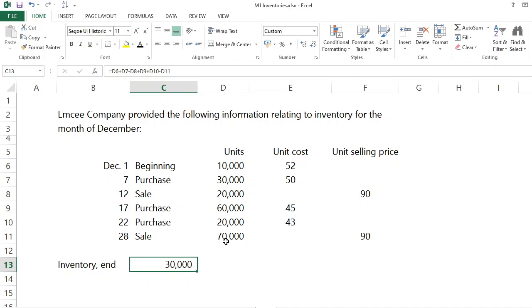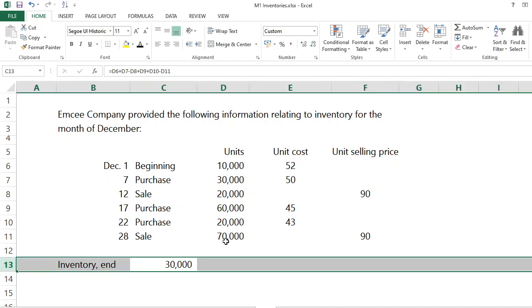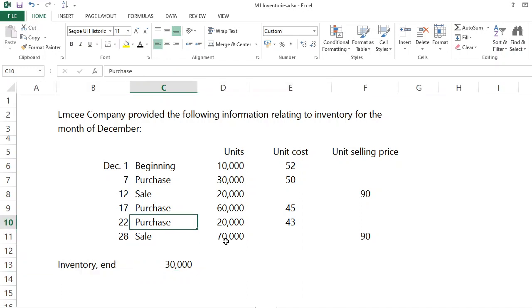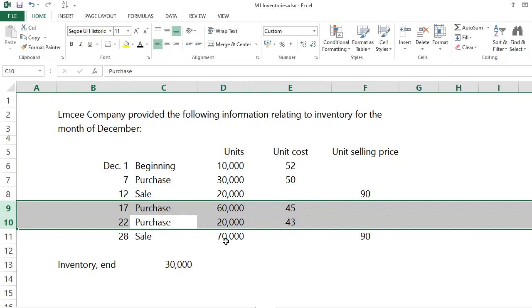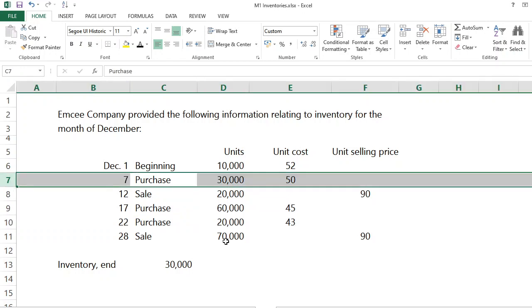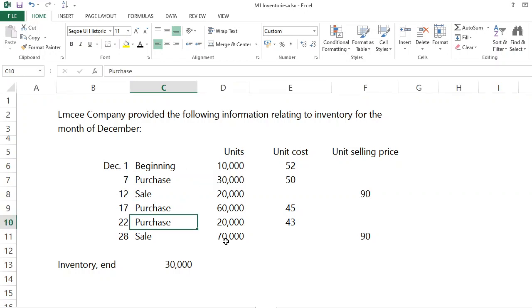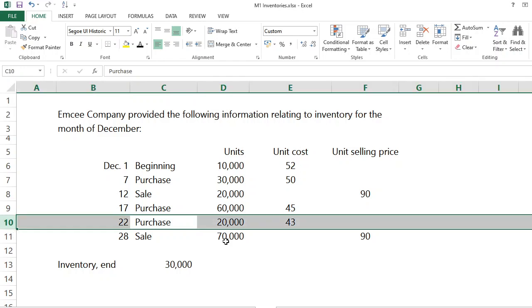Therefore, ato nang i-base sa pinaka-recent or pinaka-latest nga nisulod sa bodega. And ang pinaka-latest is your December 22 purchase. Next, your December 17 purchase. And lastly, ang pinaka-old, your December 7 purchase. Pero tanaw lang nato kung asa lang ni kutob ning 30,000. So, 30,000 will be from your December 22 purchase and that's 20,000. So, kulang pa tag 10,000.